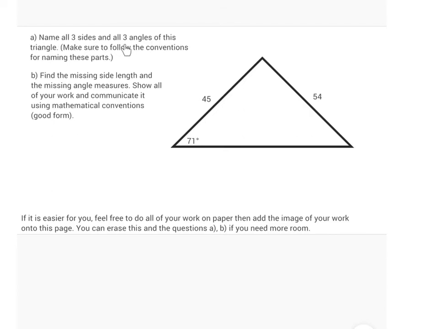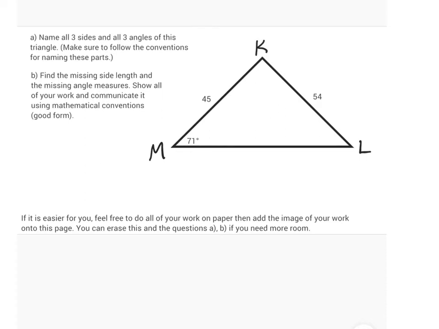Name all three sides and all three angles of this triangle. Make sure to follow the conventions. All right, I can do that. I'm going to call this one K. I'm going to call this one L, and I'm going to call this one M. Notice I use capital letters because those are angles.